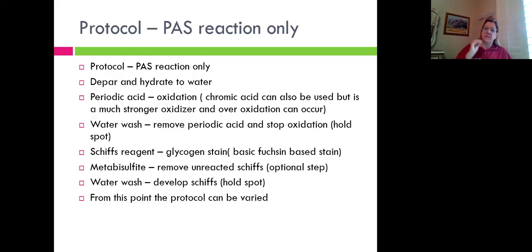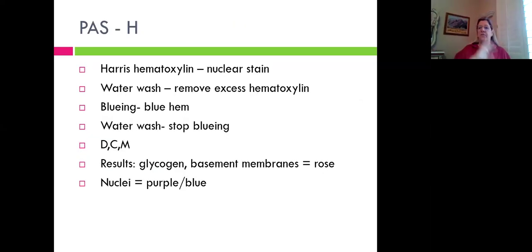Now, from this point, this is where the protocol changes. If you're doing a PASH, and the PASH is for polysaccharides and basement membranes, then you're going to counterstain that PAS with a hematoxylin. So remember that a counterstain has a specific target, where a background stain just lays over everything. Okay, so this is truly a counterstain. So you're going to go into Harris hematoxylin and it's going to tag your nuclei for you.